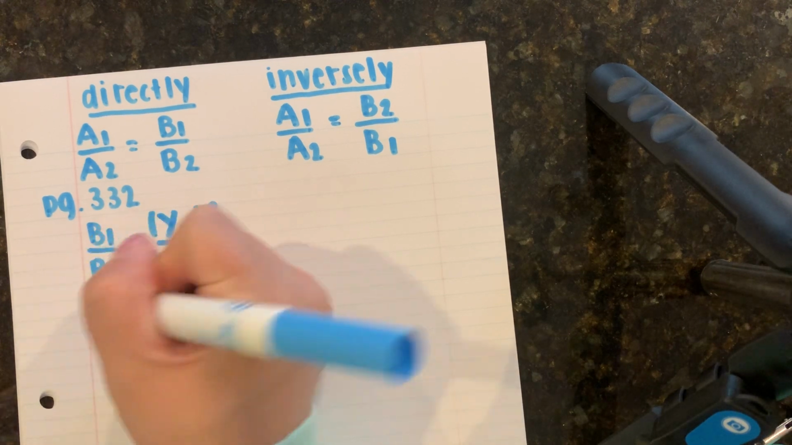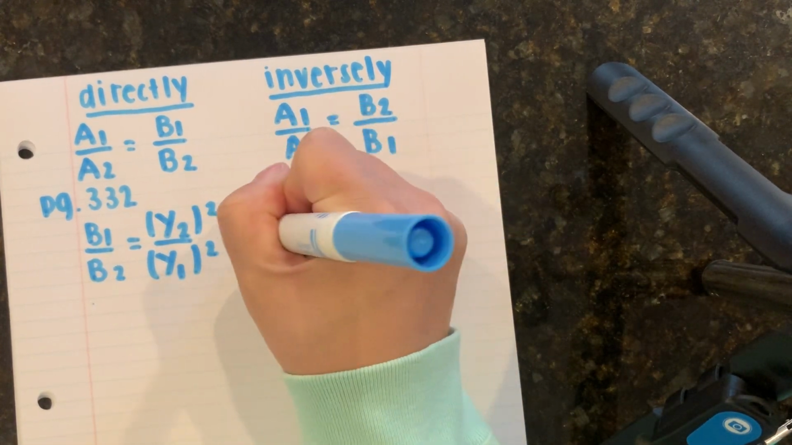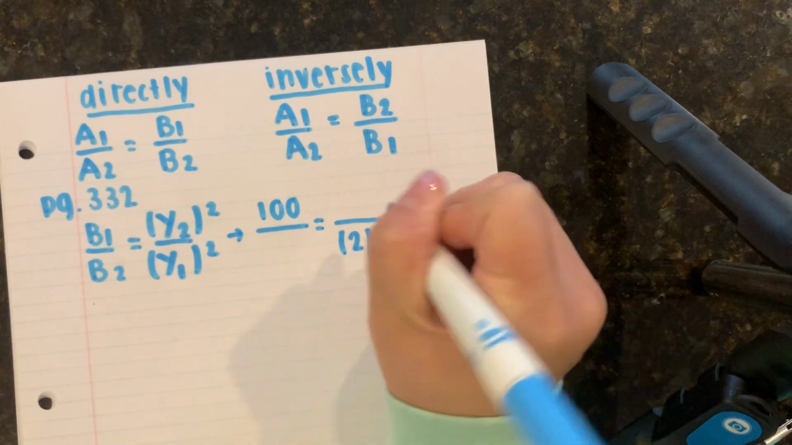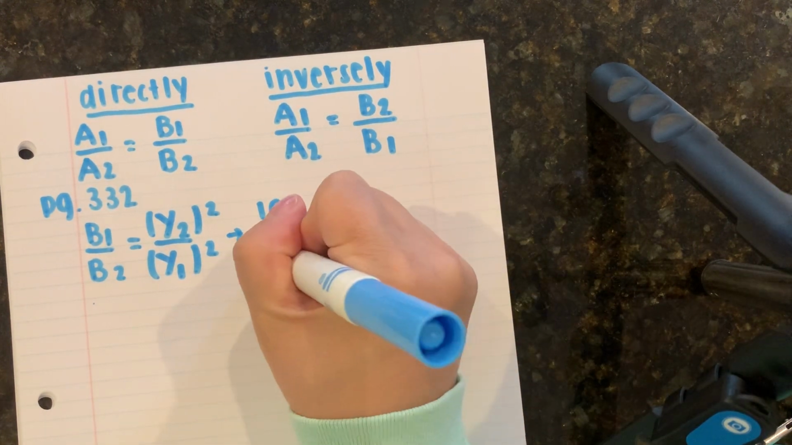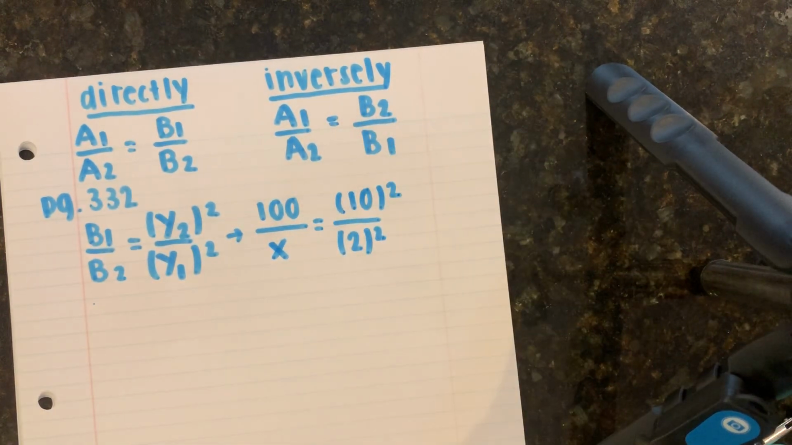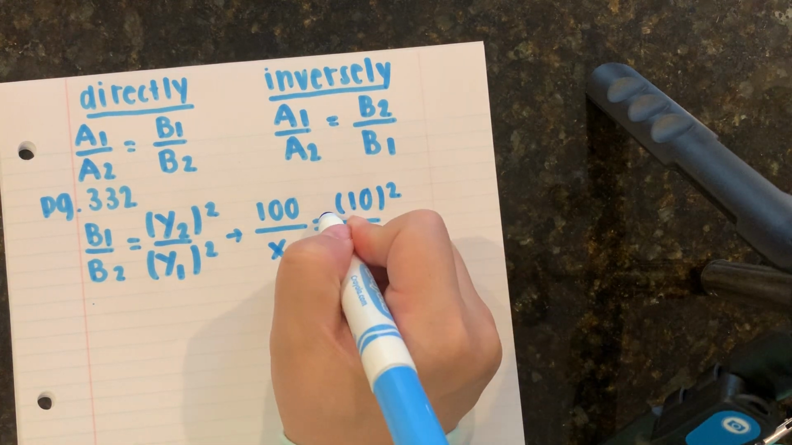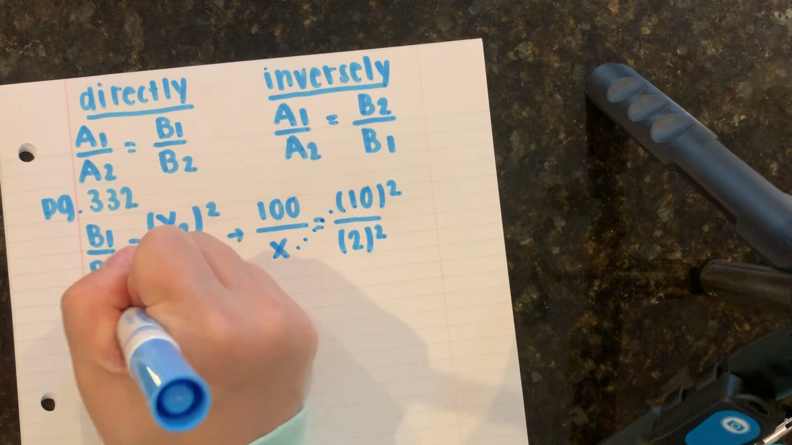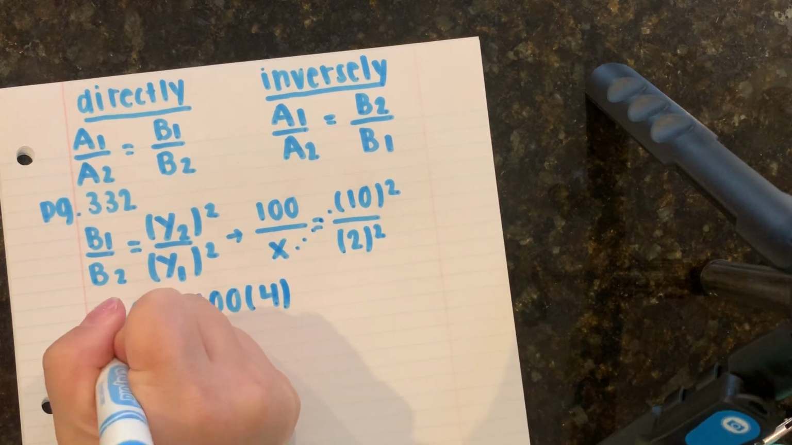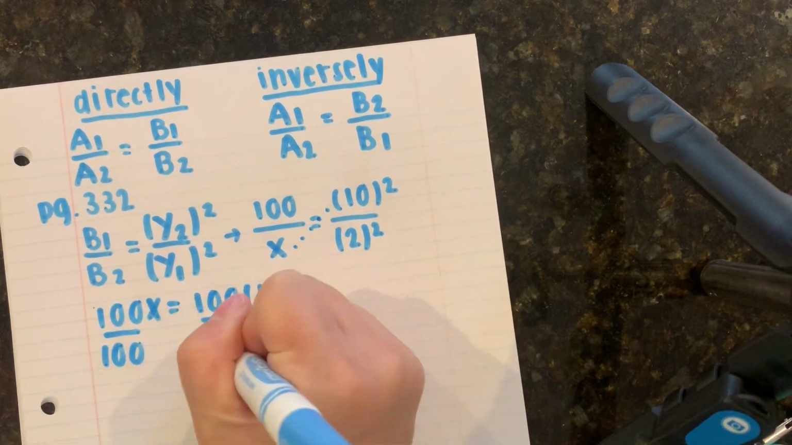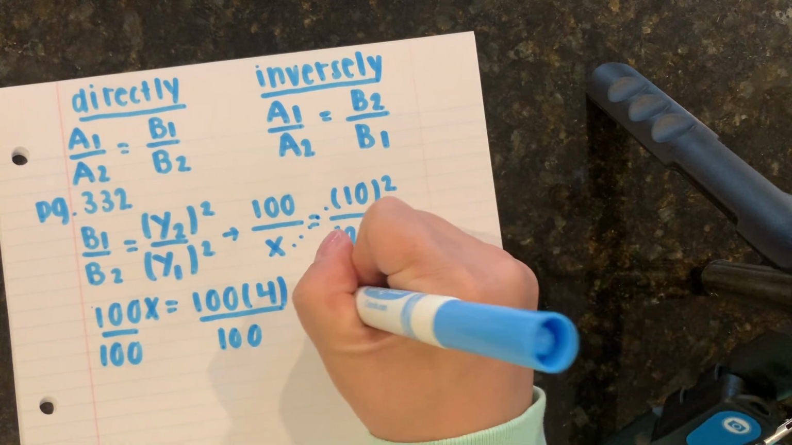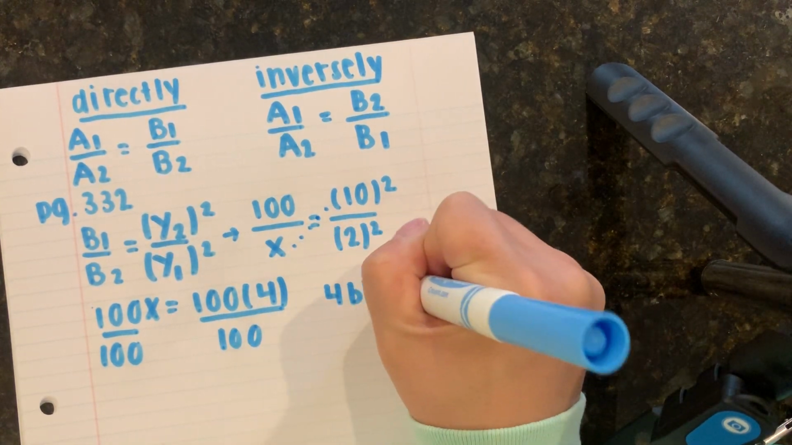So my initial blue was 100. And my initial yellow is 2, but don't forget I have to square it, so that would be 2 squared. Then how many blues go with 10 yellows? So I don't know the blues, but I do know that I have 10 yellows, so that would be 10 squared. Now to solve, you're going to cross multiply. So I have 10 squared, which is 100, so 100x is equal to 100 times 4. Now, if you divide both sides by 100, you're going to see that the number of blues is going to be equal to 4. So you can say 4 blues.